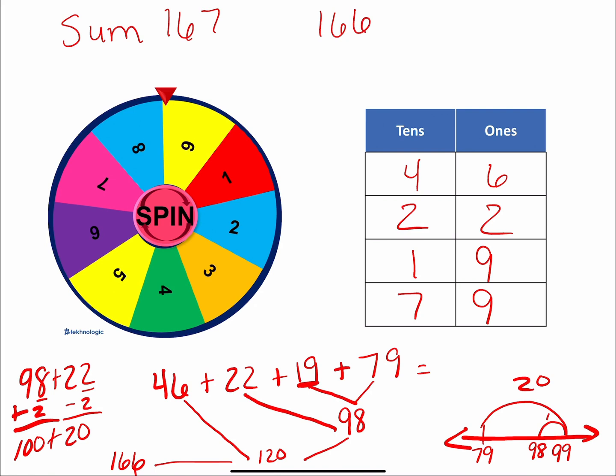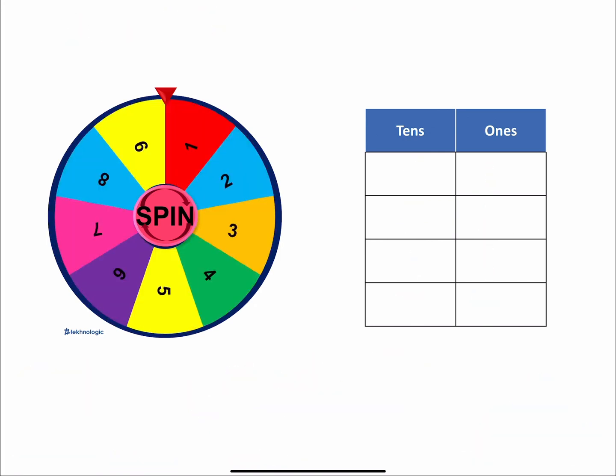So who's greater? 167 or 166? It's really close. You're greater. So you score the point.